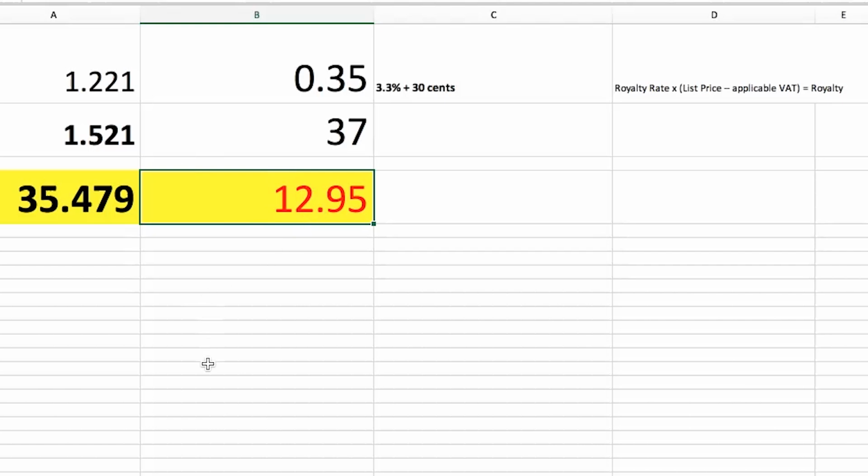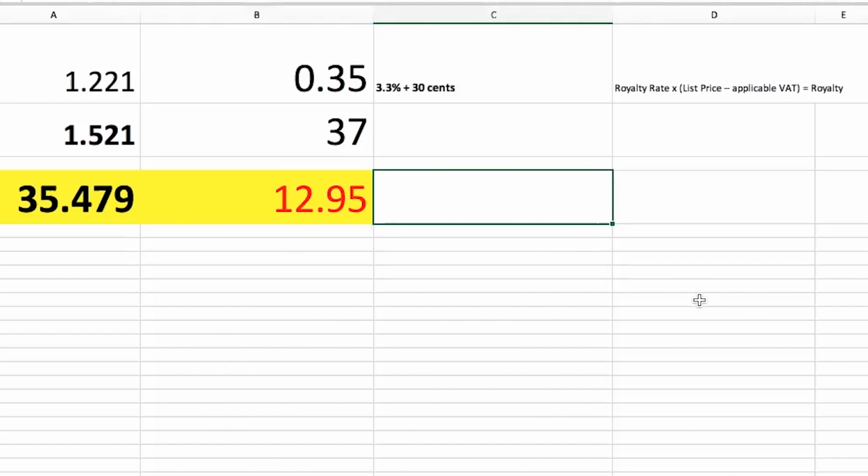So let's just, for fun, calculate the difference. Oof, if I sell on my own platform instead of through KDP, I will keep $22.52 more per sale. Same book, same price. But by selling on my own platform, I keep $22.53 more.